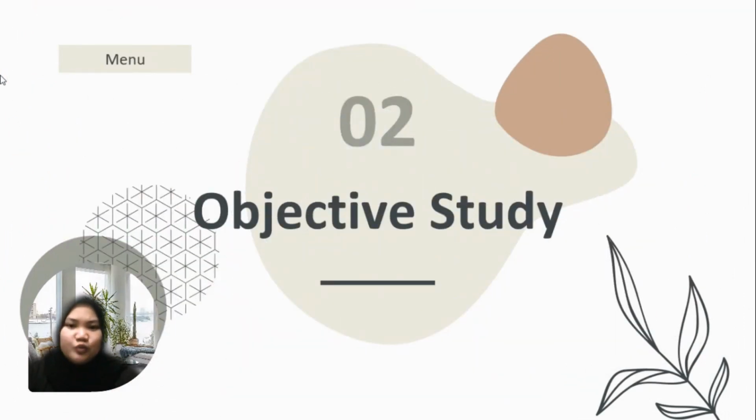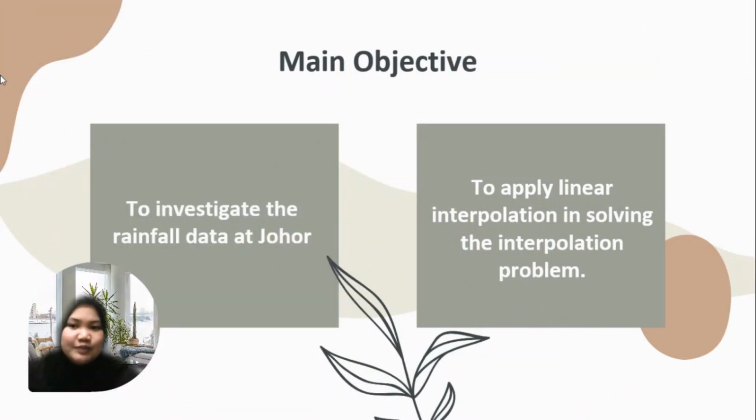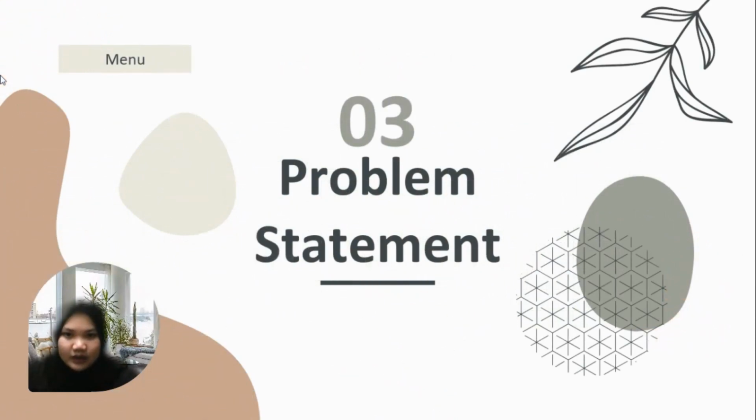So next, let's move to the objective of study. Our main objective in this project is to investigate the rainfall data at Johor and to apply linear interpolation in solving the interpolation problem. Our problem statement.